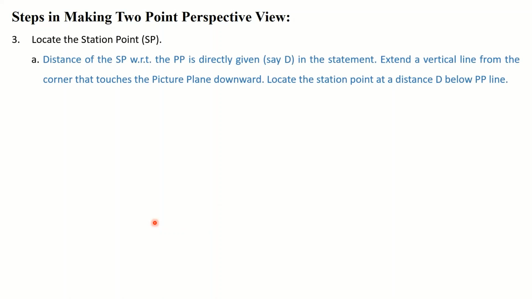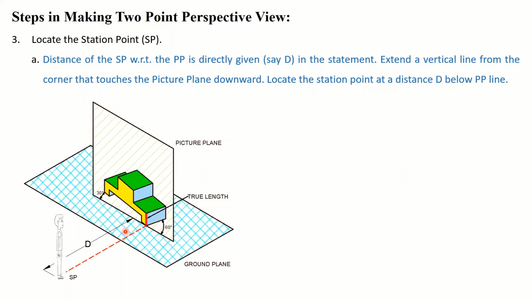The next step is that we have to locate the station point. Now when it comes to locating the station point, the data may be given in two different formats in the question. The first way in which the location of the station point may be given is that you are directly told in the statement that the station point is so much distance away from the picture plane. Say that distance is given to be d. In such cases, this distance d will be explicitly mentioned in the statement.